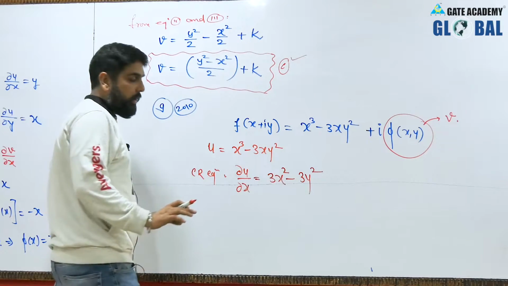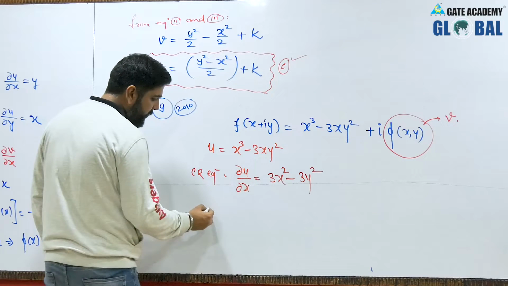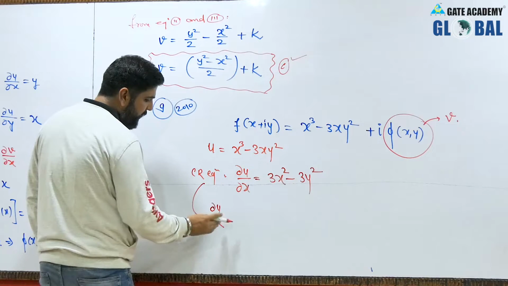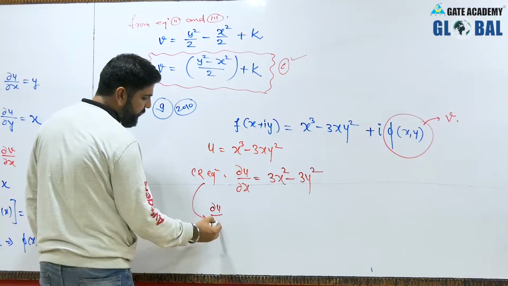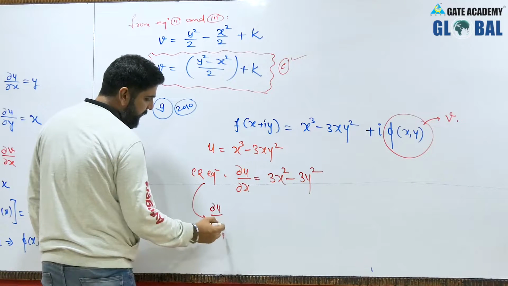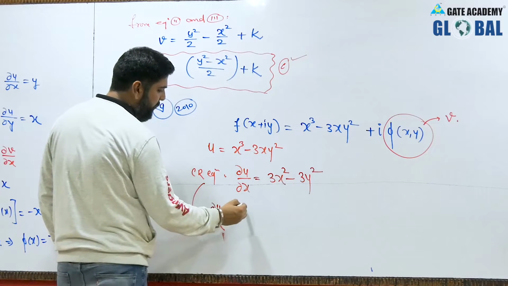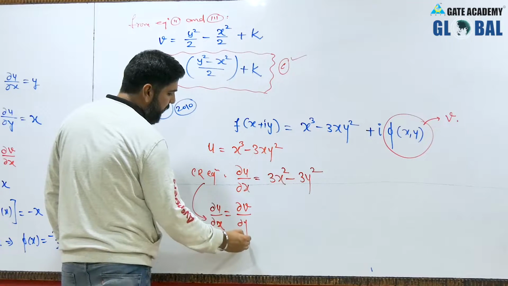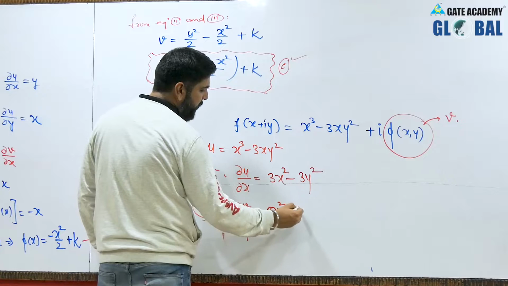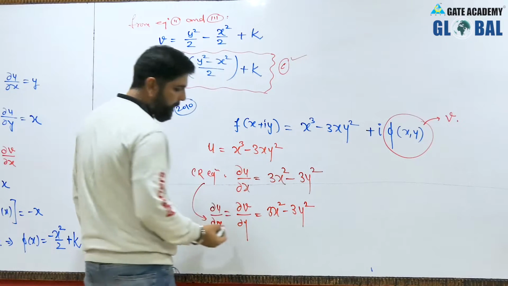Okay, now what will be the value? So del u by del x for the CR equation is nothing but del v by del y, and del v by del y is equal to 3x square minus 3y square.